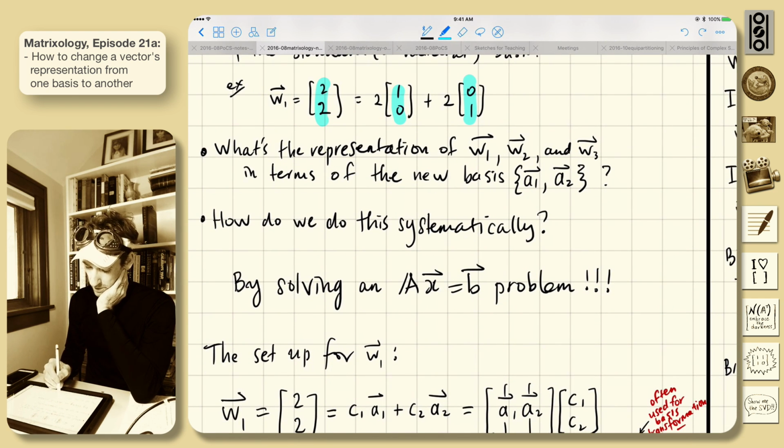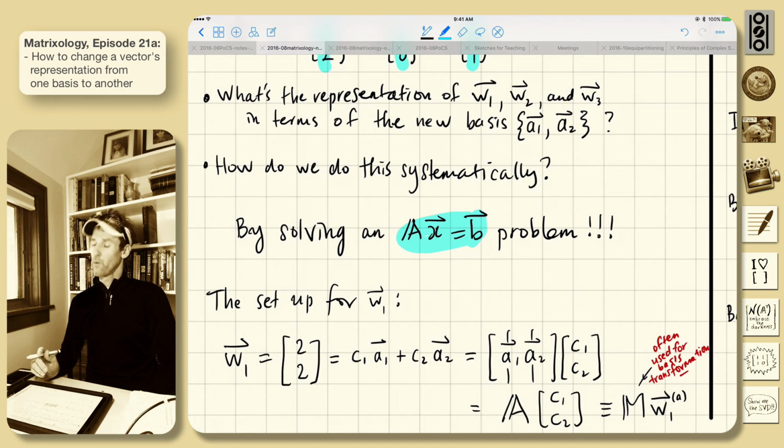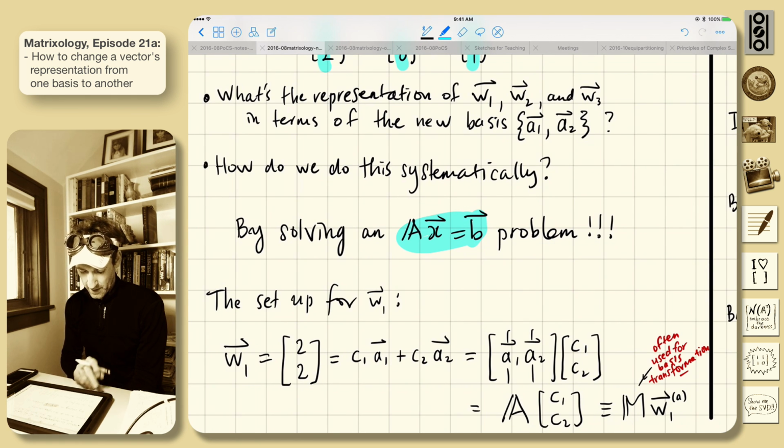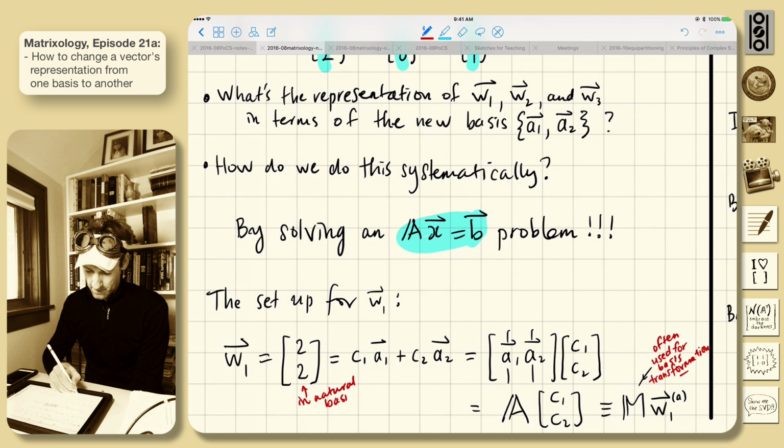And so, of course, we solve an Ax equals b problem, right? Not because we're lazy, it's just because so many things really are an Ax equals b problem. So our idea will be, let's start with W1. This is in the natural basis, or standard basis. And now we want to write it as some number times A1 and some number times A2. This is the column picture, which you love so much.